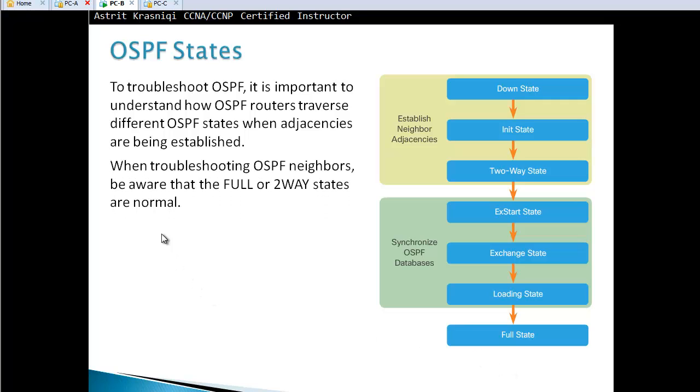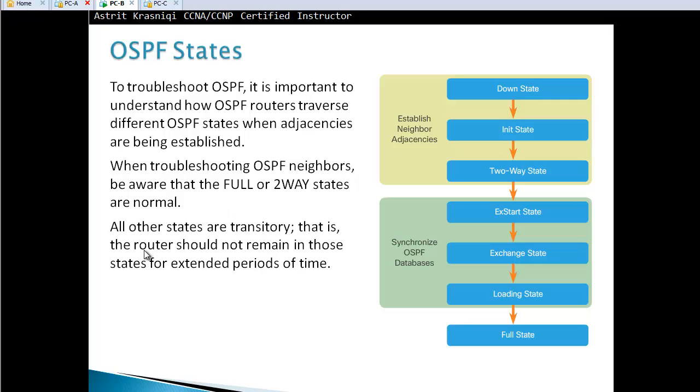When troubleshooting OSPF neighbors, be aware that the full or two-way states are normal. All other states are transitory. That is, the router should not remain in those states for extended periods of time.